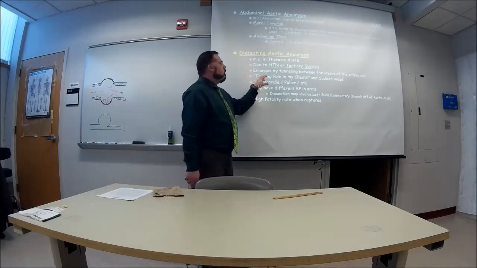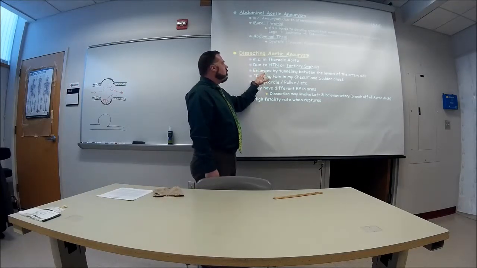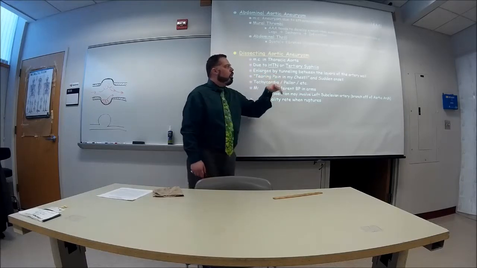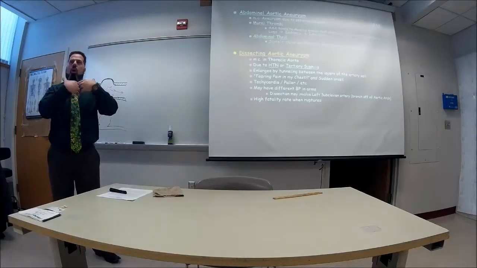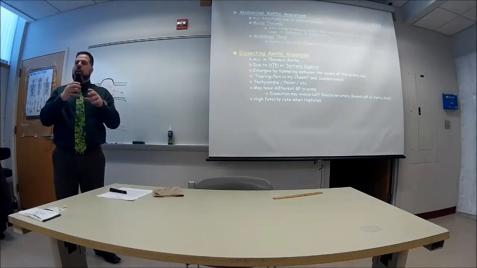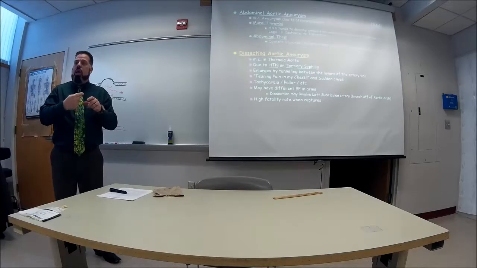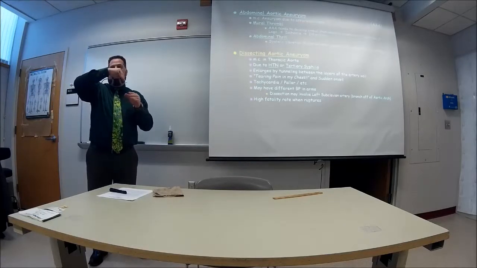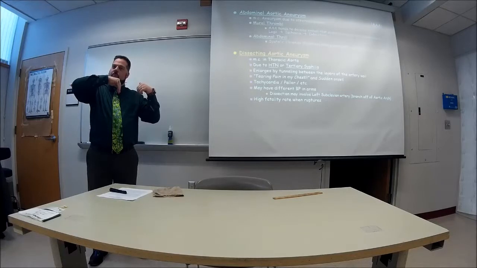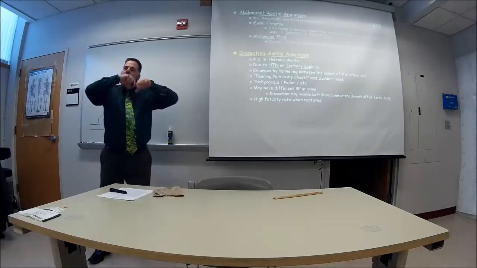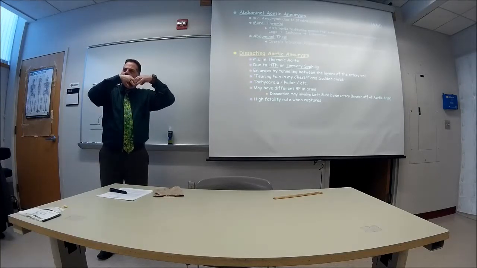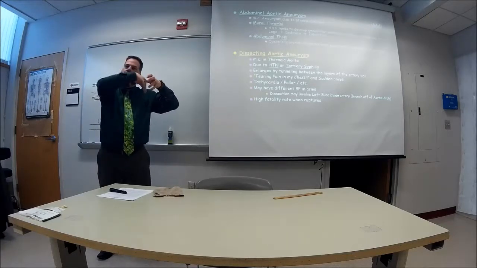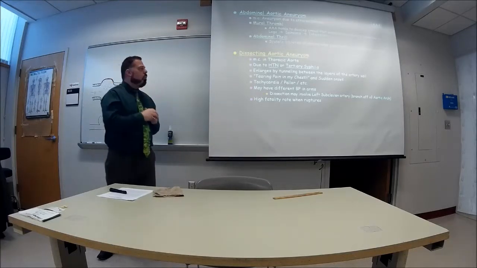Basically what it does, and I'll show you a picture of it, it's dissecting. So what happens is it enlarges by tunneling between the layers of the artery. So we're taking the artery and we're splitting it. Think of a banana with a banana peel, and we're separating the banana from the banana peel. Maybe that's not so good of an analogy, but that's what we're doing. Basically, the actual layers of the arterial wall are separated, the blood is going in there and separating them. I'll show you what that looks like.